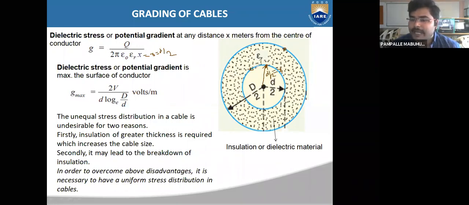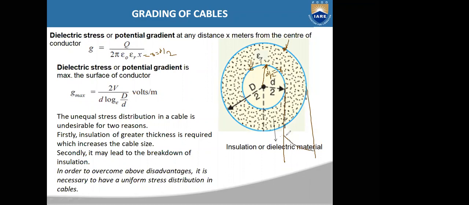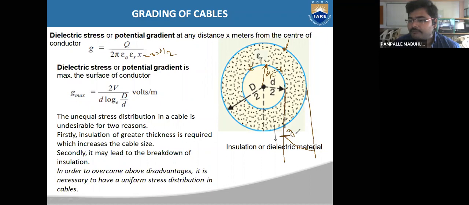You will have maximum dielectric stress on the conductor surface, and minimum dielectric stress on the surface of the sheath. Here you have the maximum stress, here you have the minimum stress, and you also know that as the distance is increasing, your potential gradient will decrease. That means at the surface of the conductor you have the maximum. As the distance x moves up towards the surface of the sheath, the potential gradient or dielectric stress will go on decreasing and becomes G minimum at the surface of the sheath.